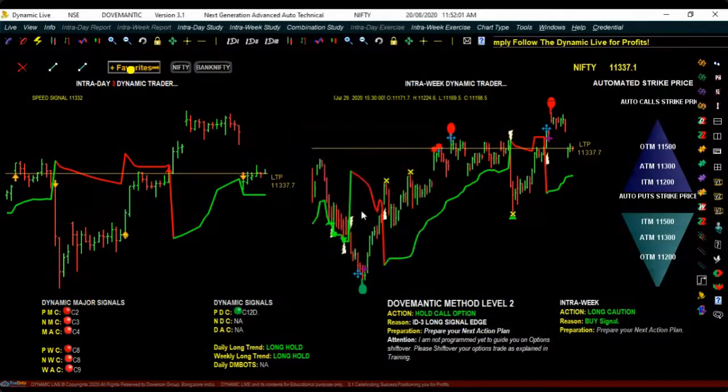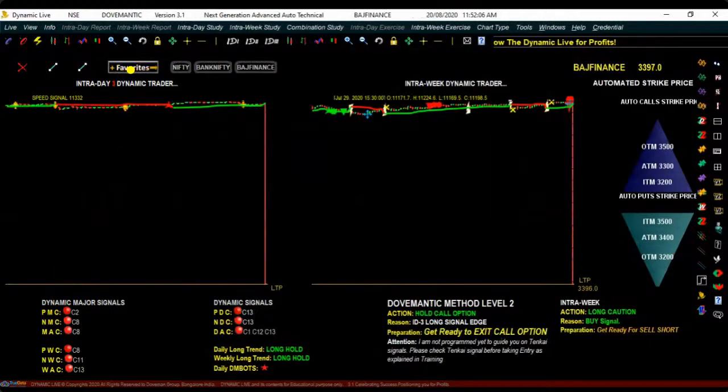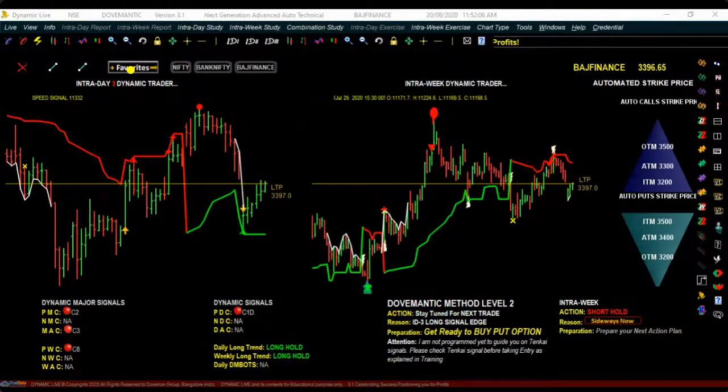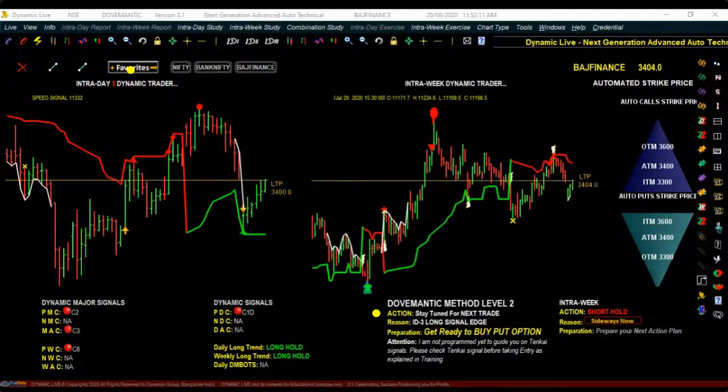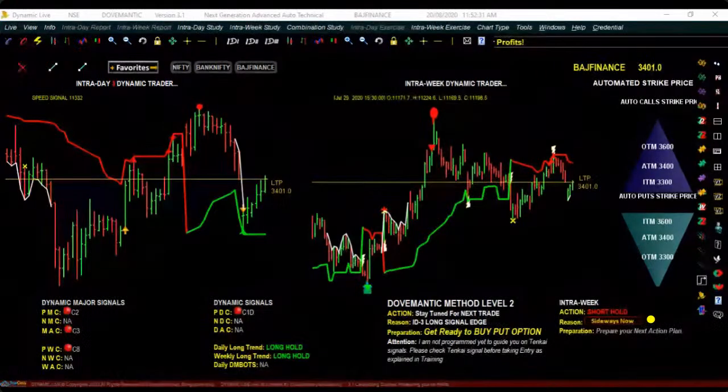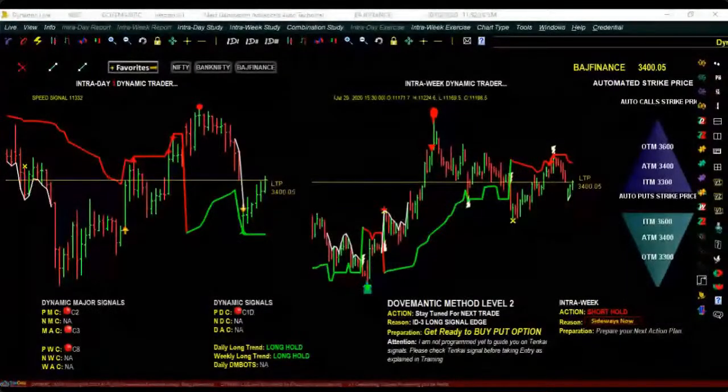Once I have selected Bajaj Finance, I add it on the screen. Once I do that, now my job is to just check what the dynamic method action information is telling us to do. You can see here it very clearly says stay tuned for the next trade. So it is telling us that there is no trade as of now. We have to wait. But you can also see that the preparation is telling you get ready to buy put option. So you may have to buy a put option later at some point. So be prepared. But you can also see Bajaj Finance as of now is sideways. In the reason, it is very clearly written as sideways now.